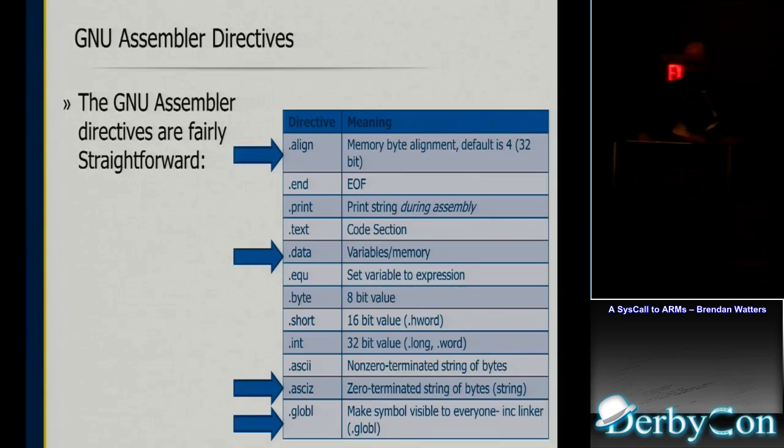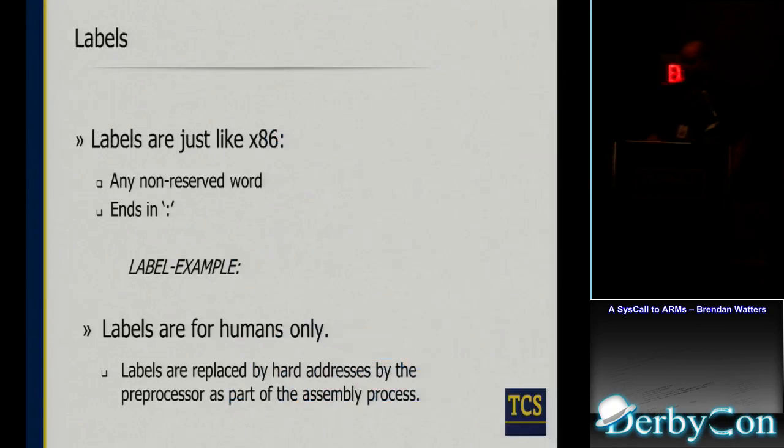Now, dot data should be familiar to anybody that's on x86. That's just saying, hey, there are variables here. ASCII-Z just says the data that's going to follow this is an ASCII string terminated with a 0 character. Global just says, whatever comes after this is a global variable, everybody can see it. And we'll get back to those in a minute.